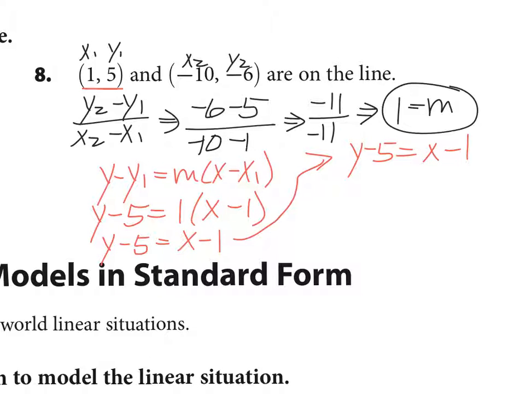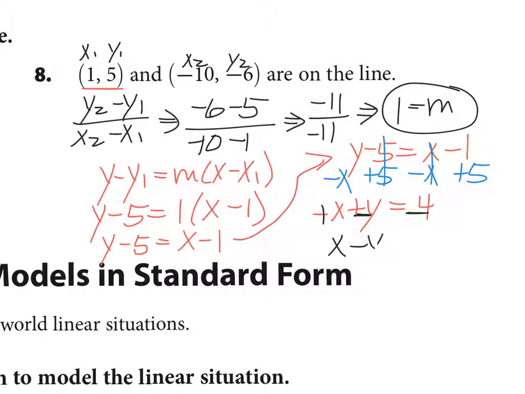Now I've got to get my x and y's on the same side. So here that means I subtract x since that's a positive. I'm going to add 5. So those will cancel, those will cancel. That's going to leave me a negative x and a positive y equals 4. But then I've got to go through again and change my signs because x has to be positive. So then that leaves me x minus y equals negative 4.